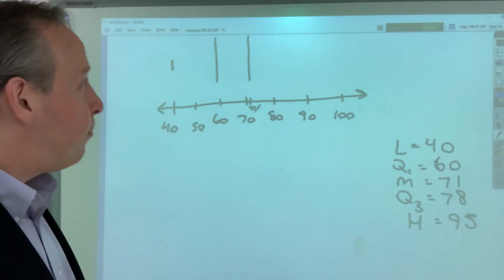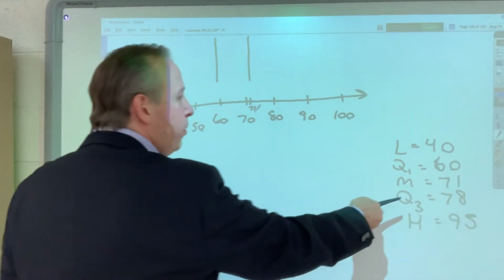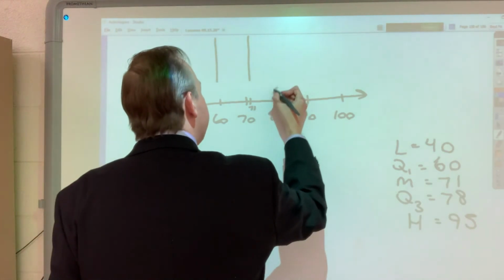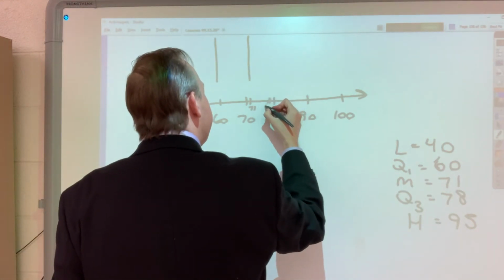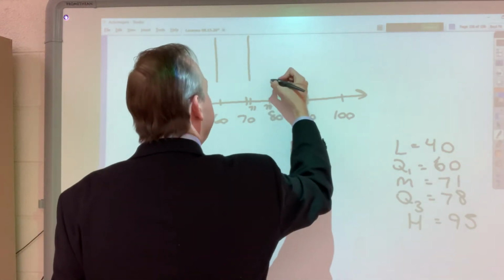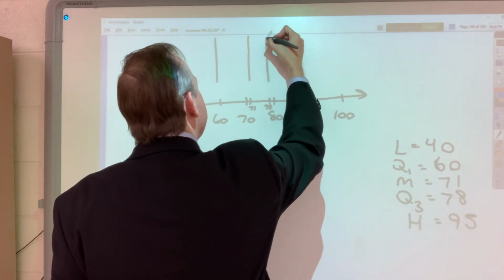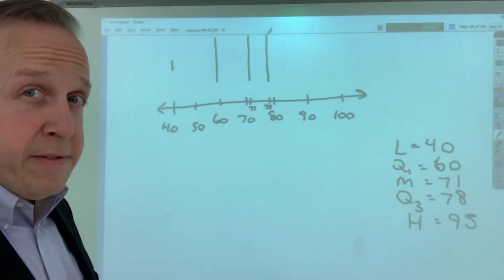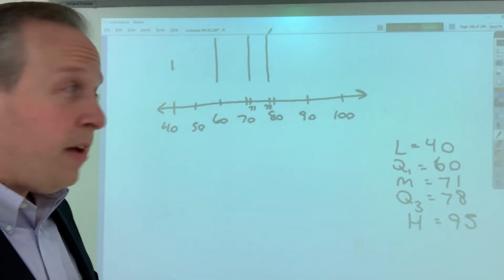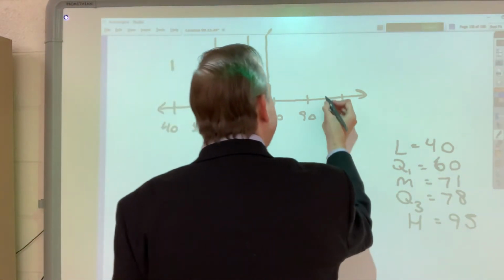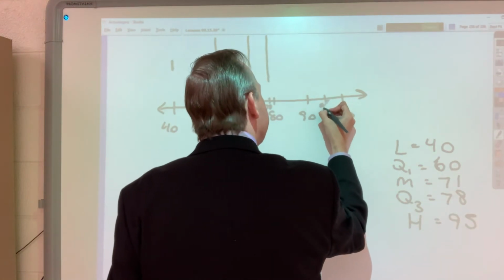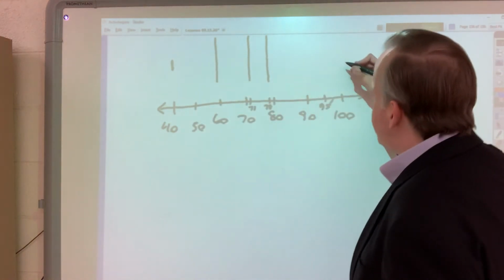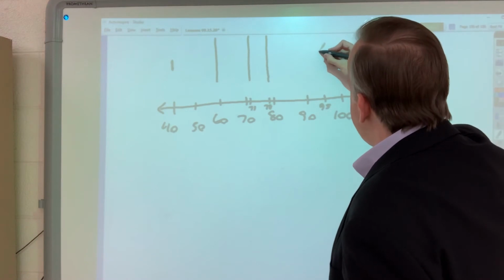Okay. Now, the third quartile, 78. So I'm going to do the same thing there. I'm going to identify 78 and draw the quartile line. And then the last value is the high value of 95. 95 is right there in the middle of 90 and 100, and this is also a short vertical line similar to the low value.